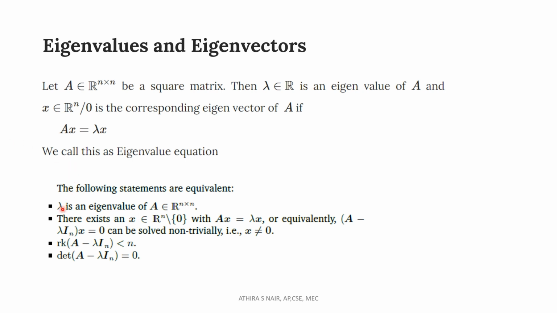So the following statements are equivalent. Lambda is an eigenvalue of A, an element of R^(n×n), and there exists an x, an element of R^n minus the set {0}, with Ax = lambda x, or equivalently (A - lambda I)x = 0 can be solved non-trivially, that is x not equal to 0, and rank of (A - lambda I) is less than n, and determinant of (A - lambda I) is equal to 0.